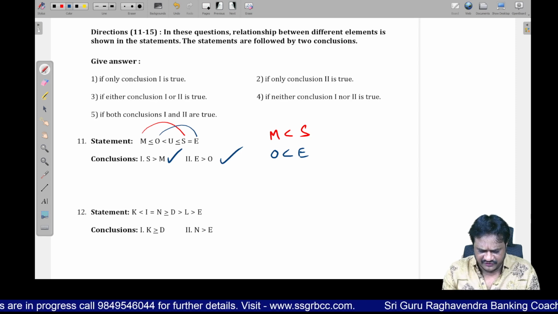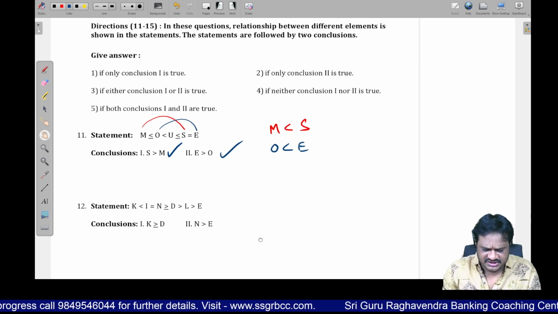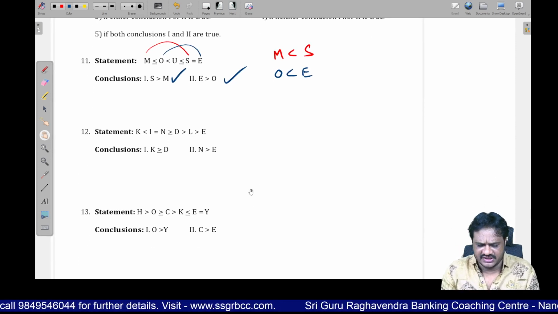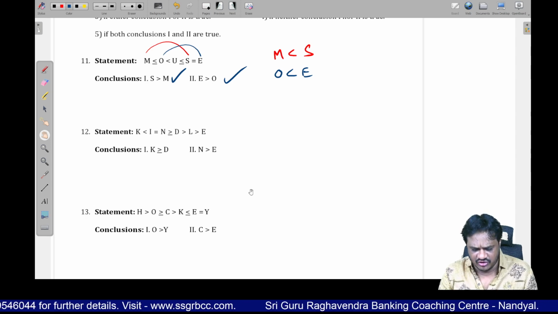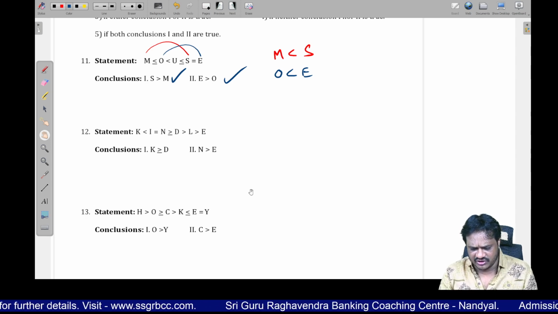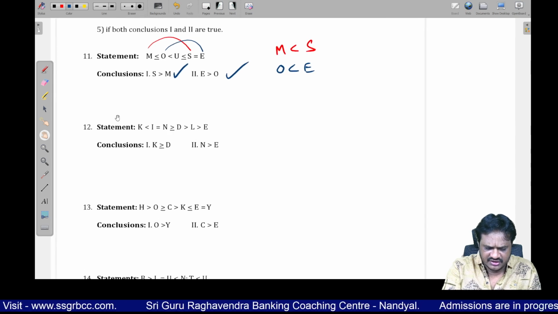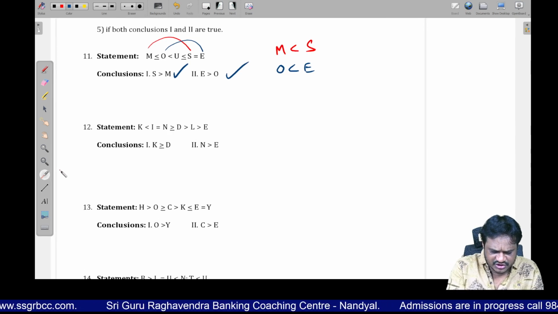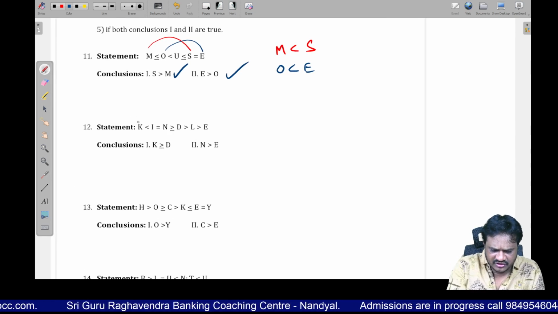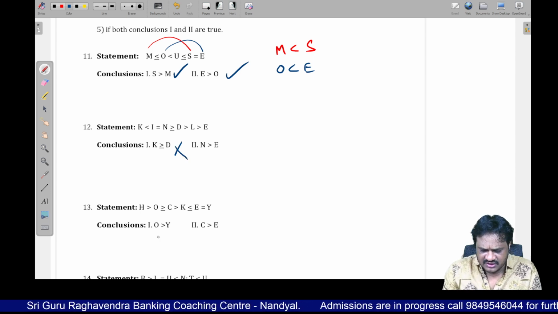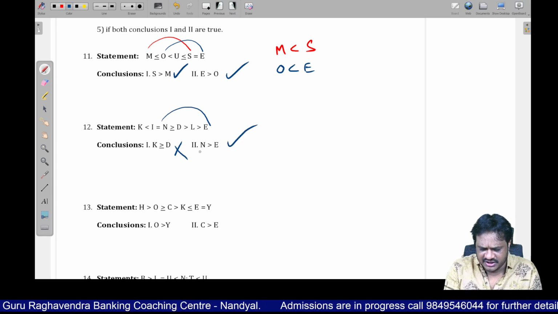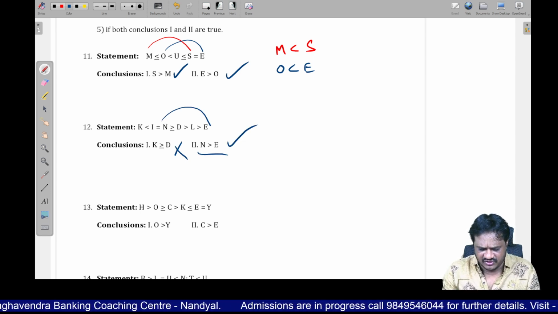Both 1 and 2 definitely follows. Let us see the next one. K less than I is equal to N, N greater than or equal to D, D greater than L, L greater than E. K to D, there is no common symbol. N to E greater than is that. Second one definitely follows.